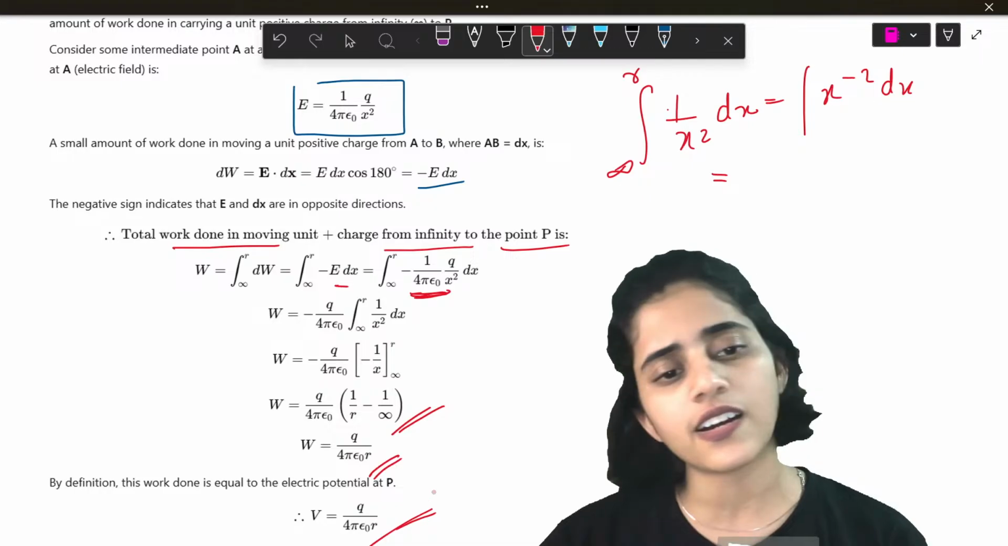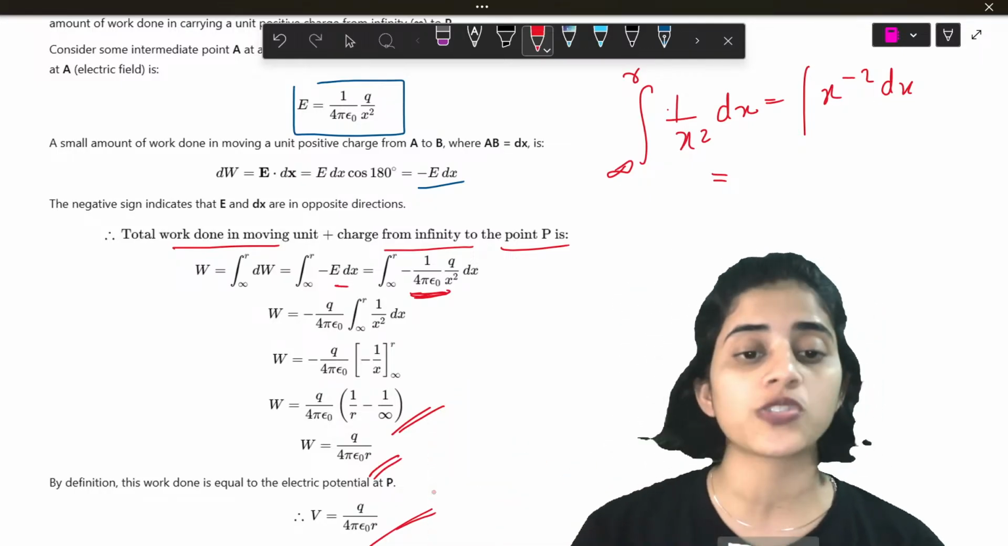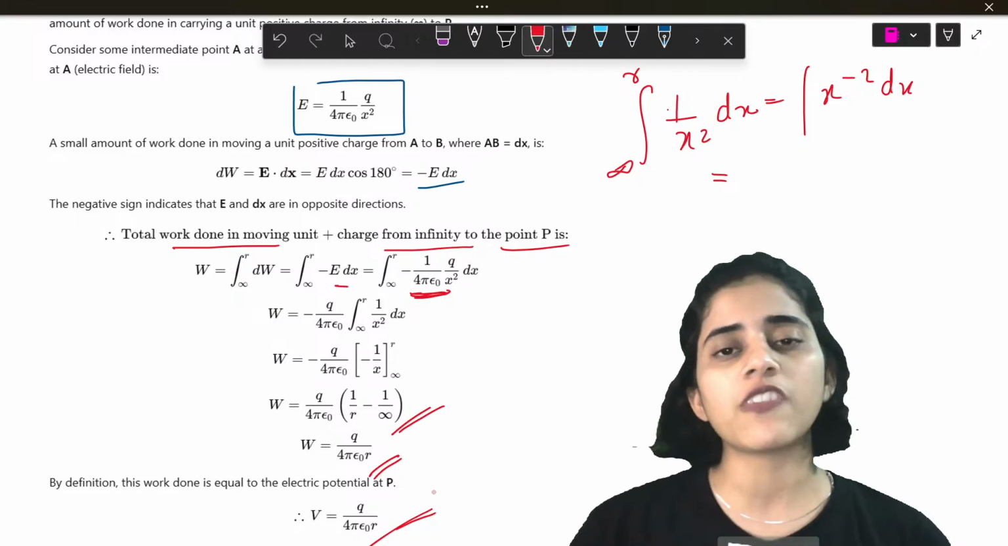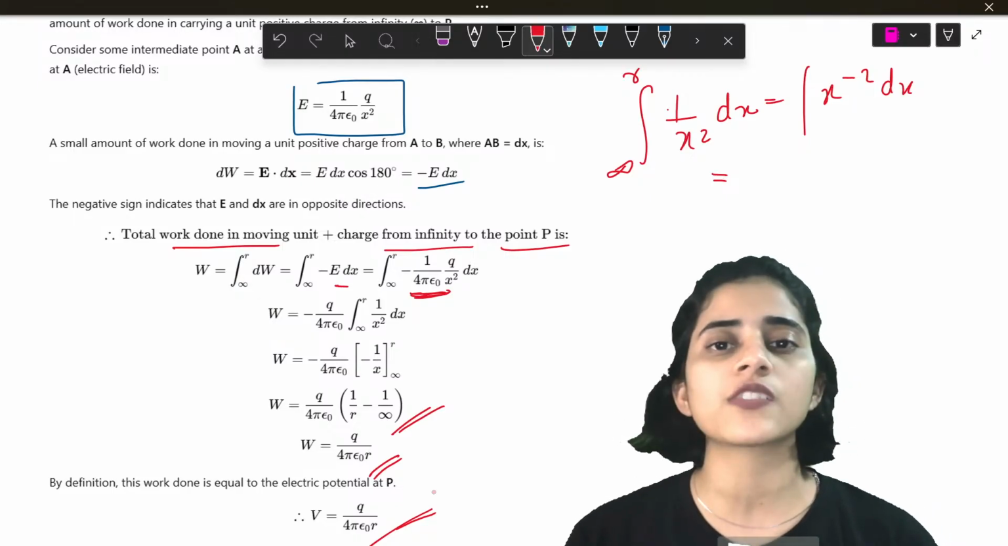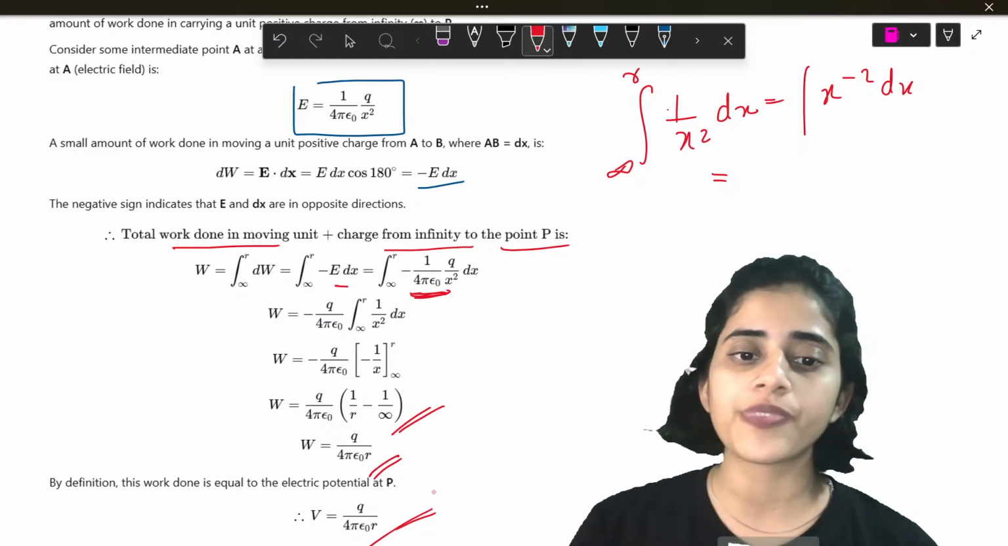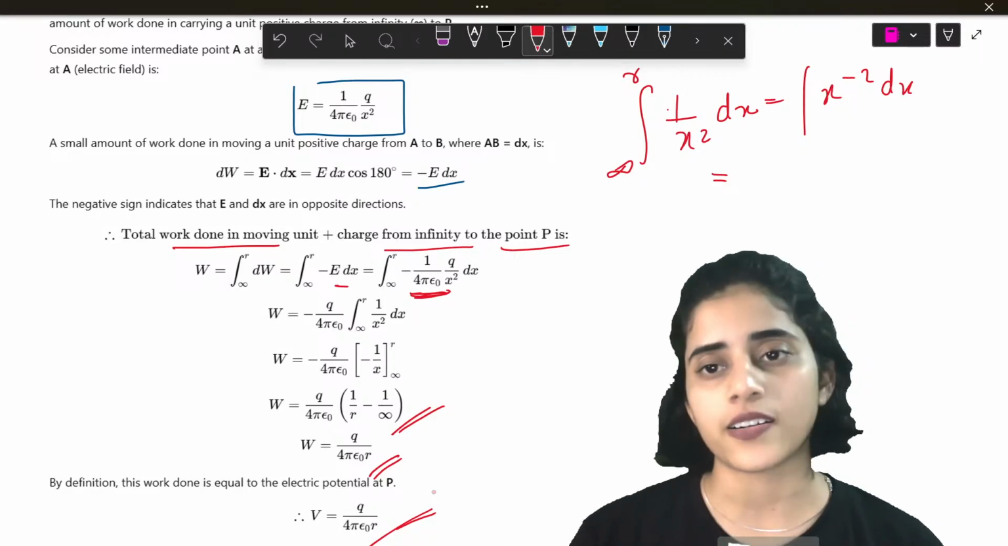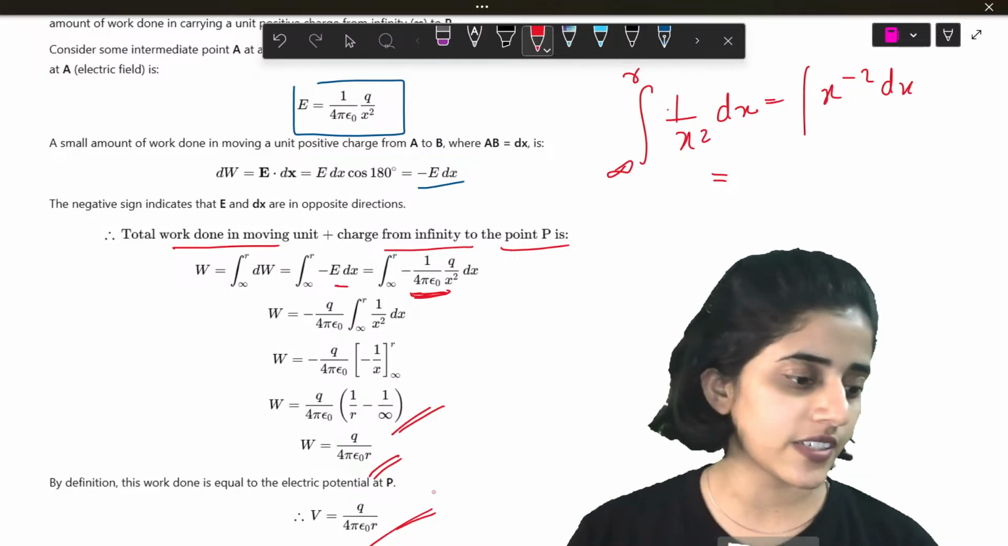So the work done in electrostatic or electric potential is the same. So whatever value of W you get, the same thing is going to be your V. Okay, it's going to be Q divided by 4 pi epsilon naught R. All right.